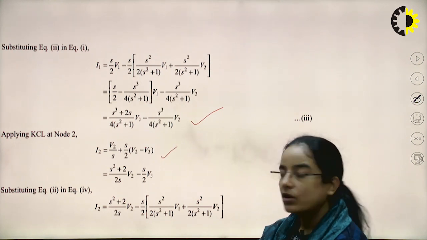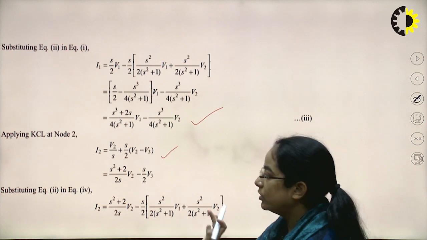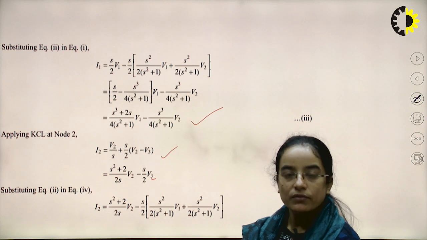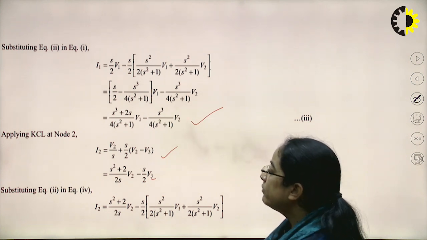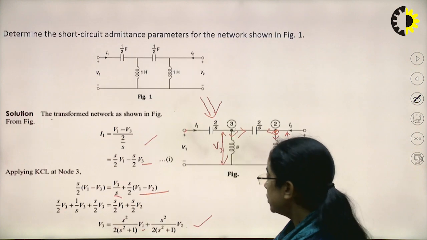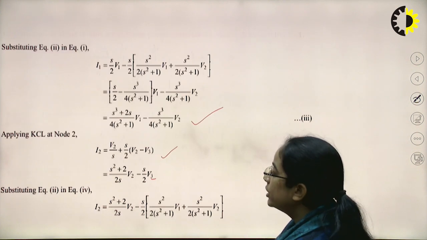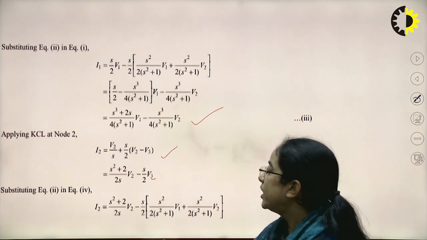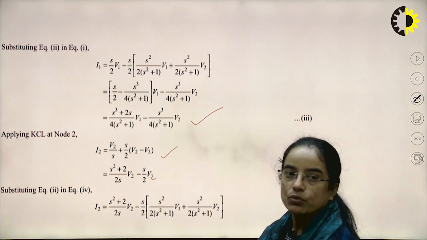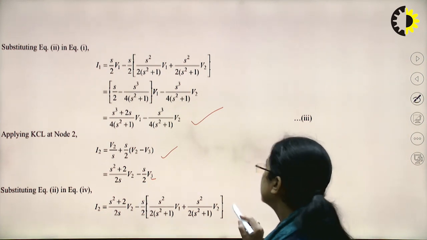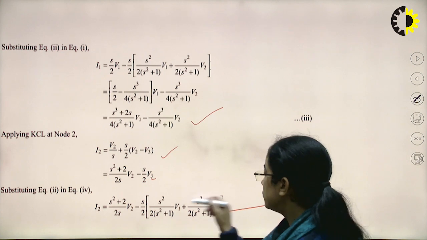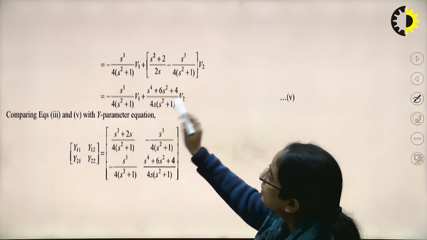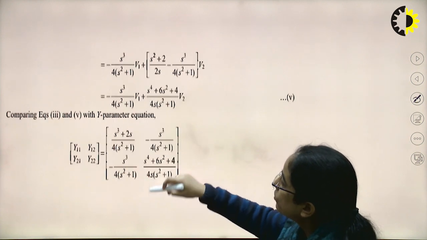After simplifying, we again have I2 in terms of V2 and V3. So again we need to replace V3, in terms of V1 and V2, with equation 2. If we put the value of V3 from equation 2, we will have I2 in terms of V1 and V2, and after simplifying we have this equation: I2 in terms of V1 and V2.